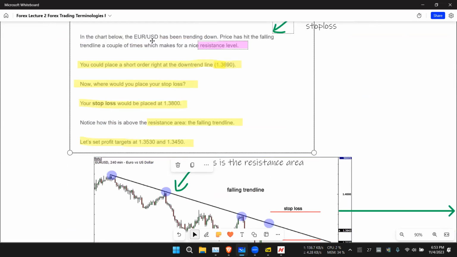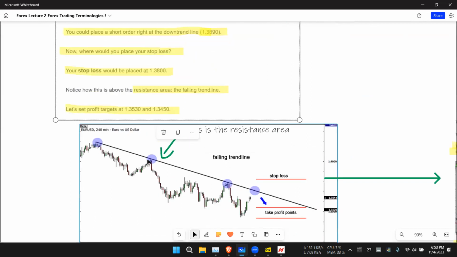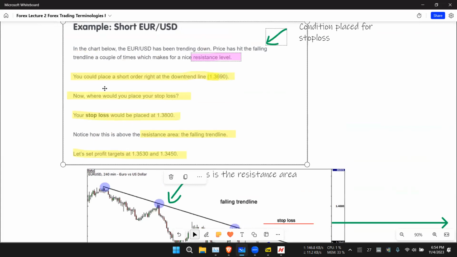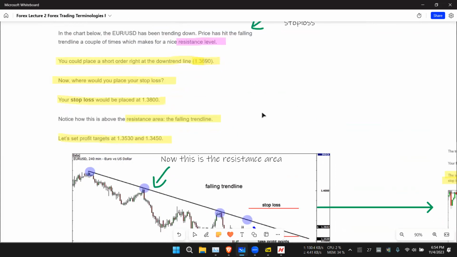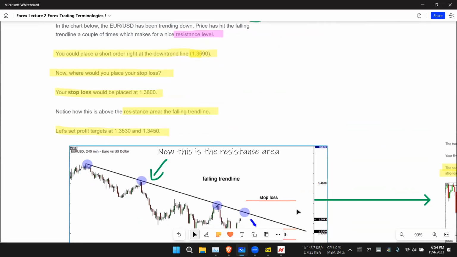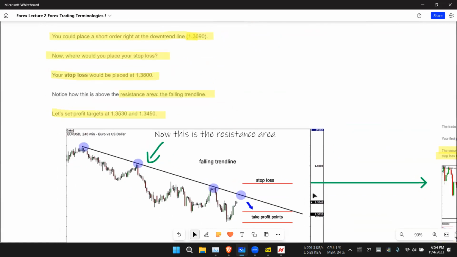In the chart below, the Euro USD has been trending down. Price has hit the falling trend line a couple of times. It has hit a couple of times here, a falling trend line. This is a bearish market going on. You could place a short trade right on the downward trend. You could say 1.39600 or something.